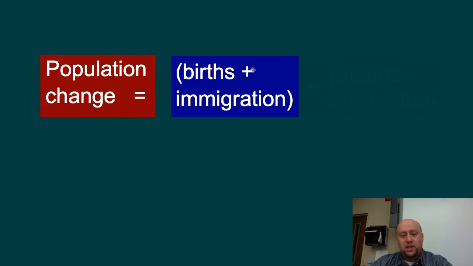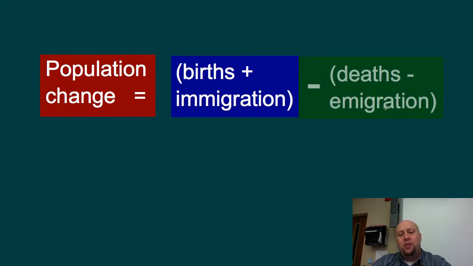So births plus immigration. Immigration is coming into an area. And then from that, we subtract the deaths plus the emigration. Again, I don't know what is going on with my slides here, but that should be a plus. So we subtract the deaths plus the emigration. Now, emigration means things are moving out.